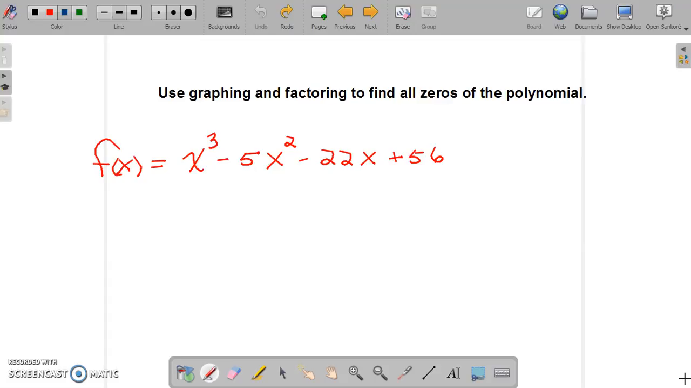Before calculators, what you would have to do to find all zeros of a polynomial is use that rational zero theorem. You'd list all your possible rational roots, and then you'd have to go through the list and try each one until you found a zero. And if you found a zero, then you could use that zero to divide into your polynomial to get the rest of the factors. It kind of is like this.